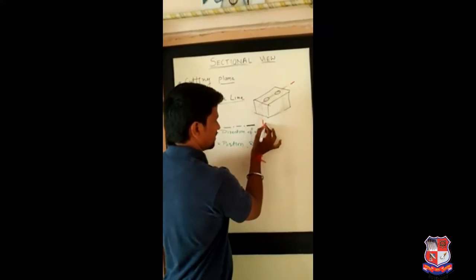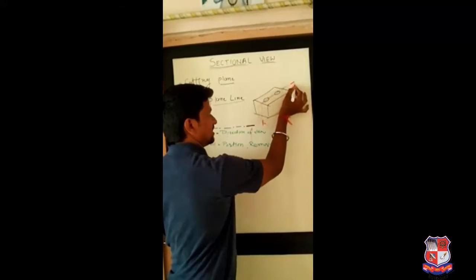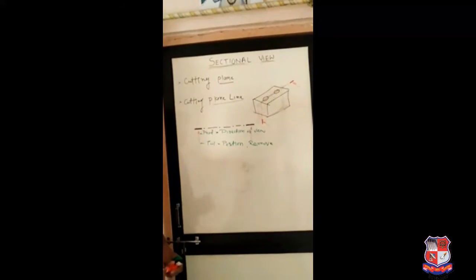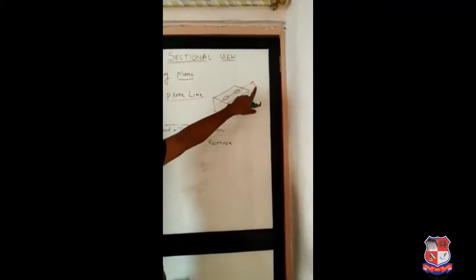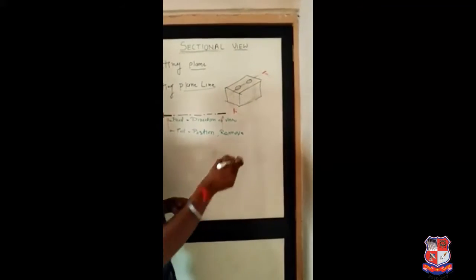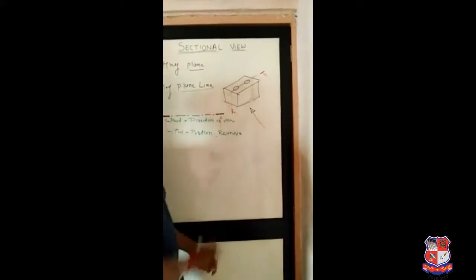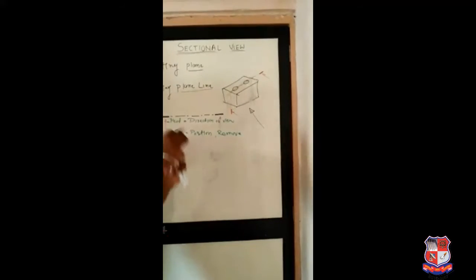Its end should be thicker. Now this is the arrow. This is the main thing in the cutting plane line. The arrow has two parts, head and tail. The head indicates that you need to look in that direction to obtain the sectional view. In the direction of the head, we need to look.